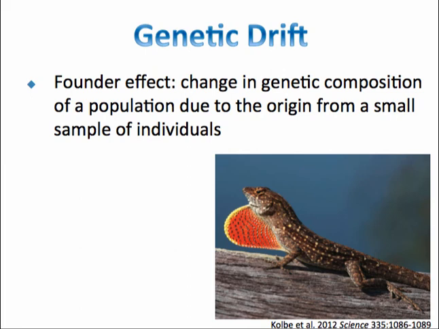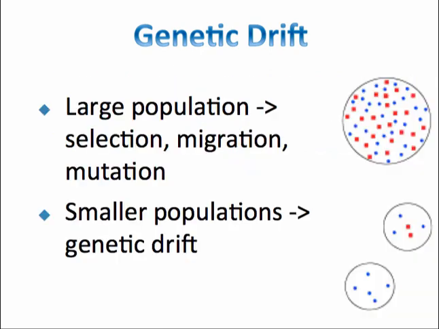Researchers actually conducted an experiment about this, where they randomly chose a pair of brown anoles from a population in the Bahamas, and they put these pairs on 7 nearby islands. Over time they tracked the genetic changes, and they found that there were significant genetic and morphological differences among the different island populations.